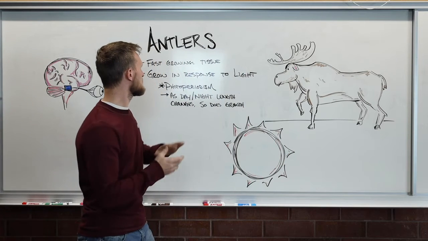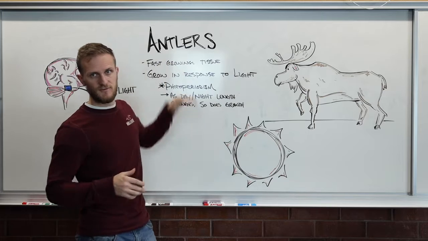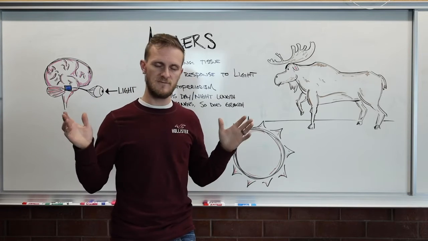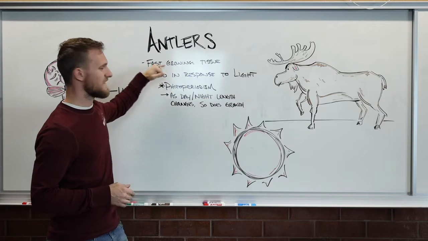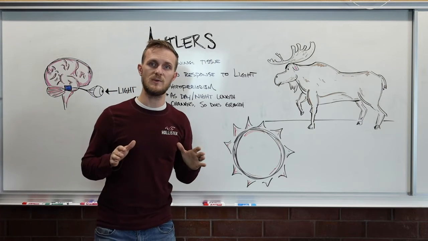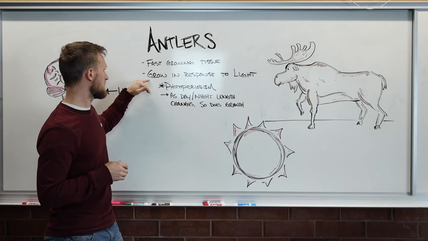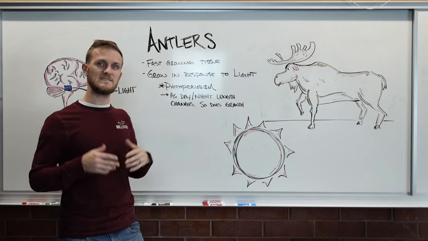discussion. So the discussion is antlers. First, a couple of things to just fill your gee whiz bag for the future fun facts. Antlers are the fastest growing tissue known to man. They grow faster than anything else. And the other thing is that they grow in response to light.